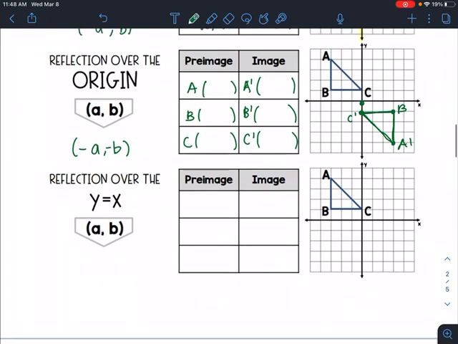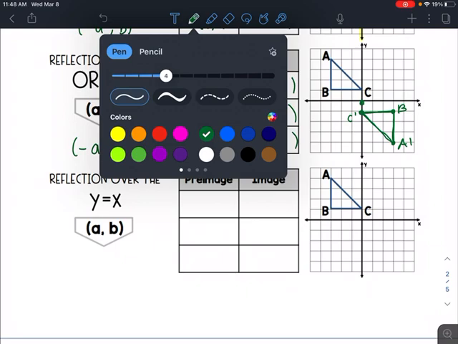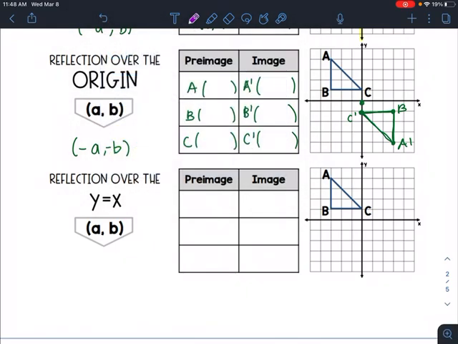And for the last one, we have reflection over the line y equals x. So this is kind of where those algebra skills come into play. And I need you to think back, well, what is y equals x? Remember, y equals x is this straight line that goes through the middle of the graph right here. So there's this line.